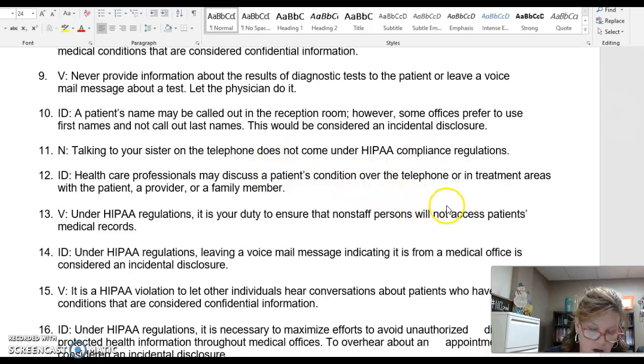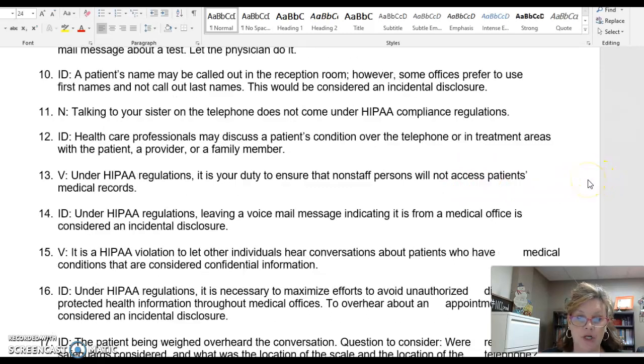Number 12, the office nurse tells a patient, Hugo Wells, his test results in front of his relatives in a treatment area. Okay, this is ID, incidental. Healthcare professionals may discuss a patient's condition over the telephone or in a treatment area with the patient, a provider, and or a family member.